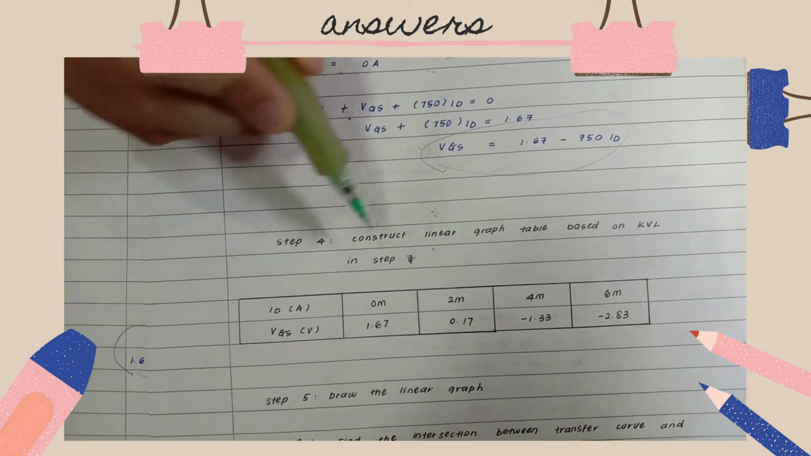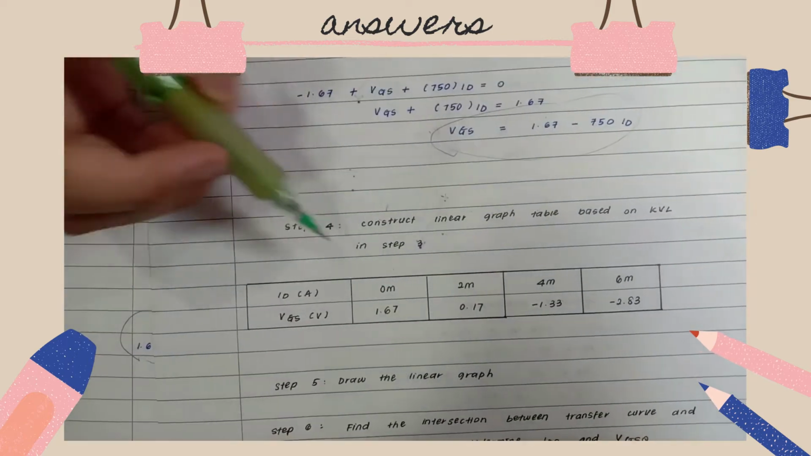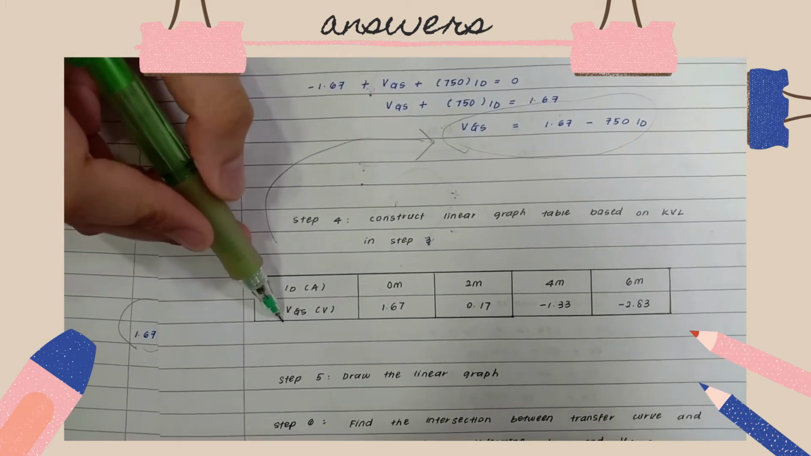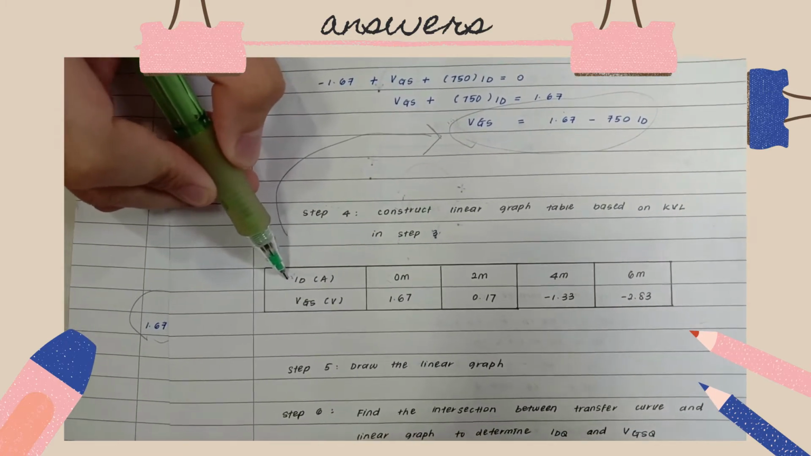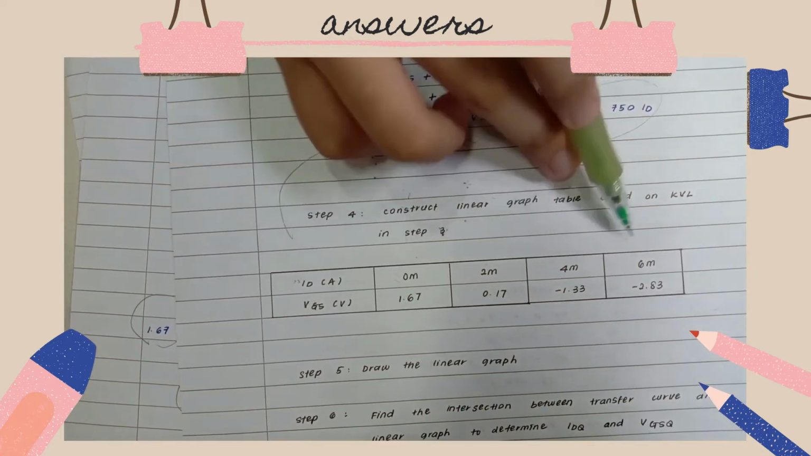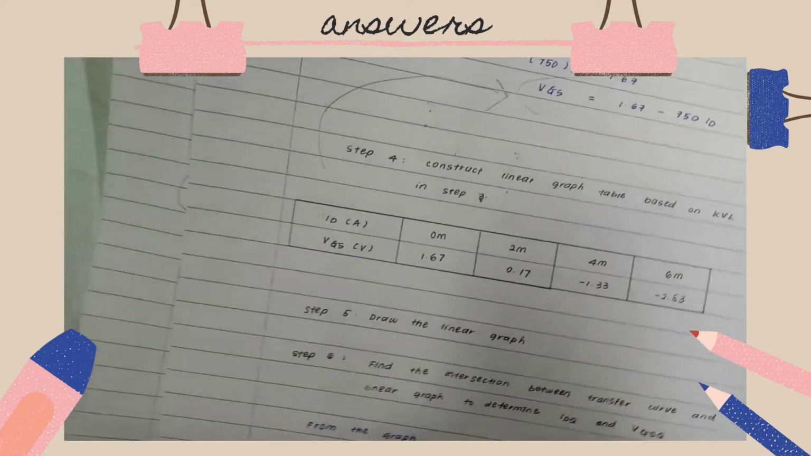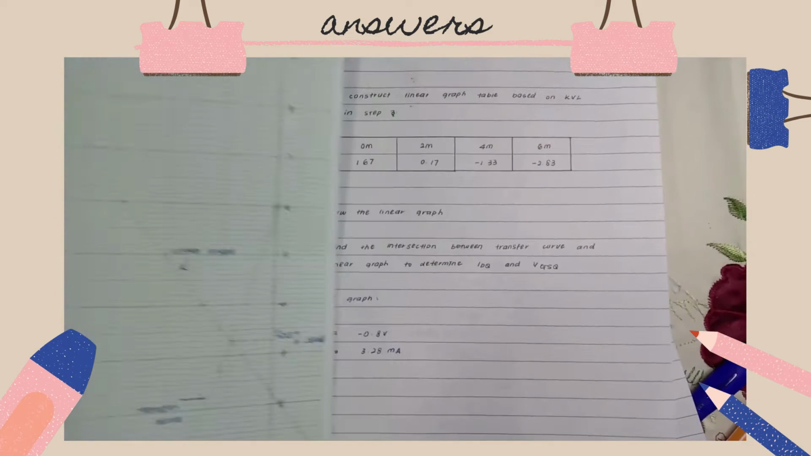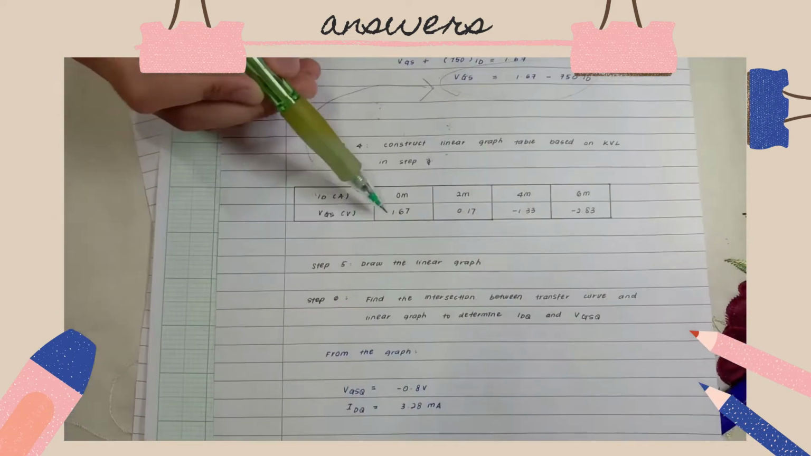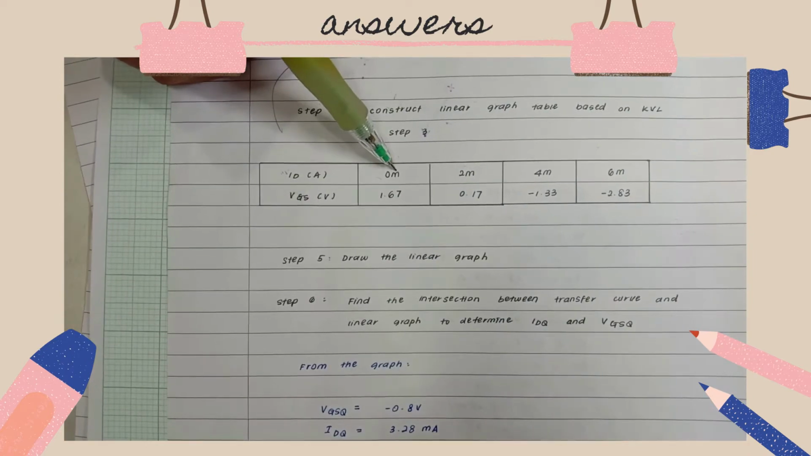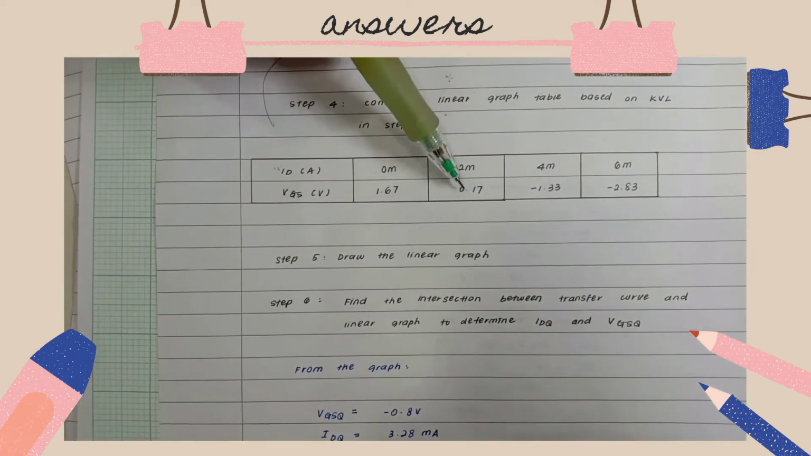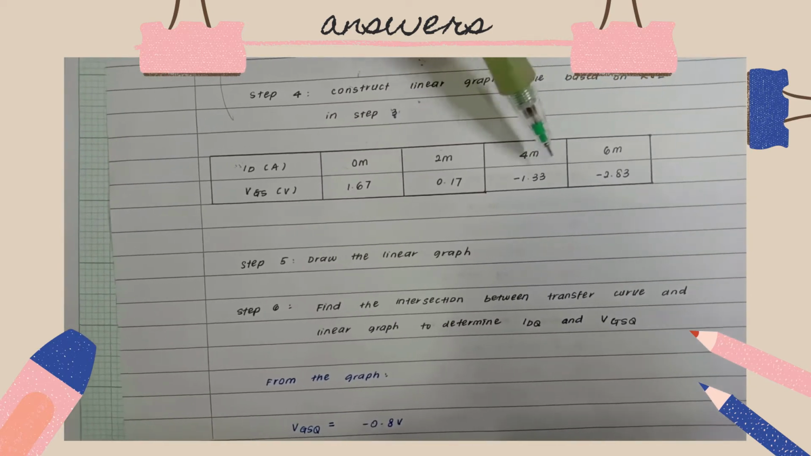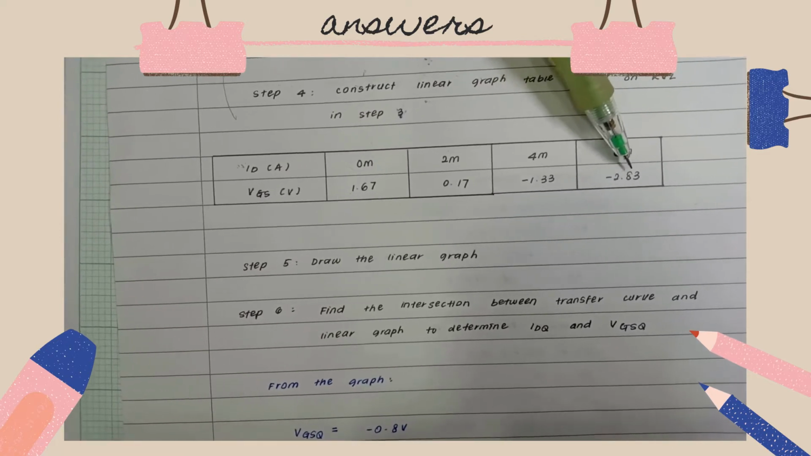The step 4 is to construct the linear graph table based on KVL in step number 3. From this equation, we can find the value for VGS. The range for ID, I use the range here from the graph before. So, we will get 1.67 volt for 0 milliampere. For 2 milli, we will get 0.17. 4 milli, we will get negative 1.33 volt. For 6 milli, we will get negative 2.83 volt.